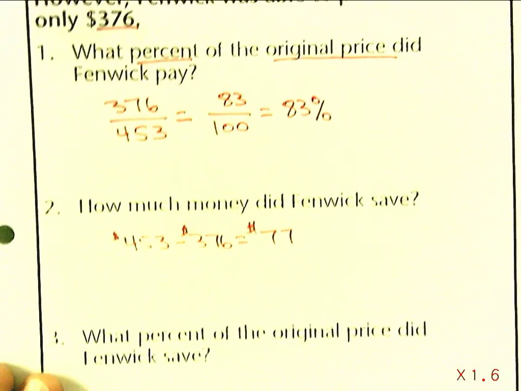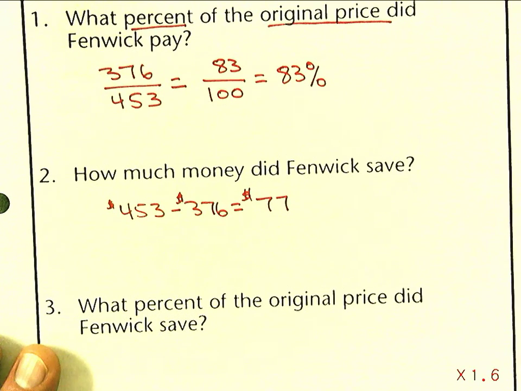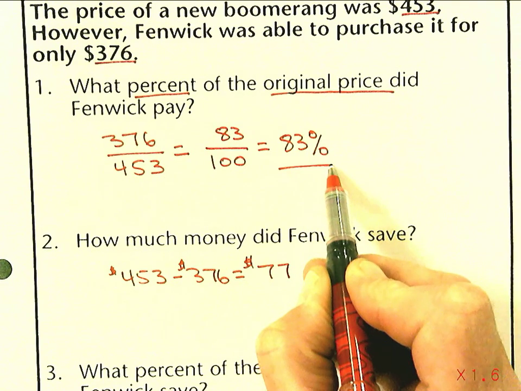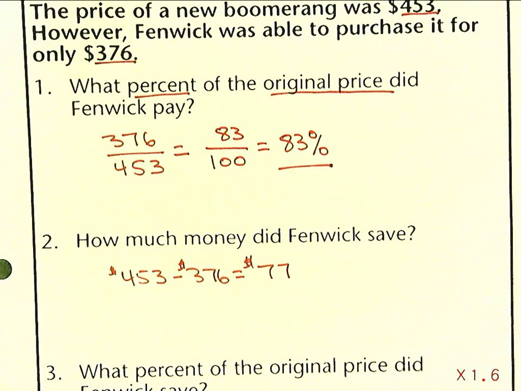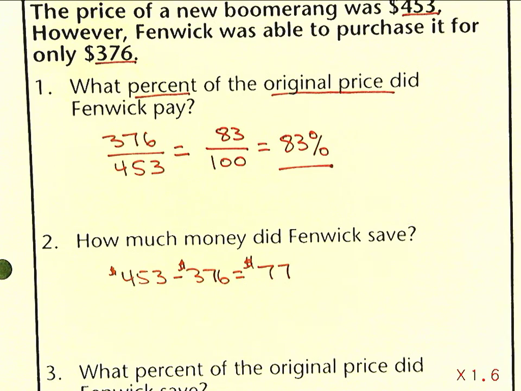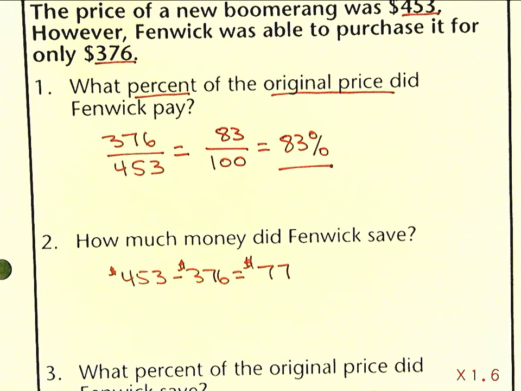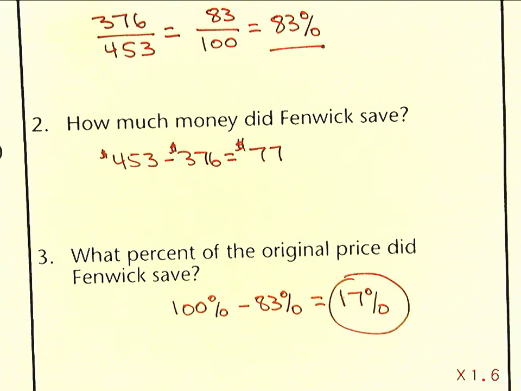And then the last question is, what percent of the original price did Fenwick save? Well, we know that if he paid 83% of the original price, then what he saved was the difference between 100% and 83%, or in this case 17% is the amount that he saved. If he paid 83%, 17% off of the original price, and so that tells you how much he saved from the original price.